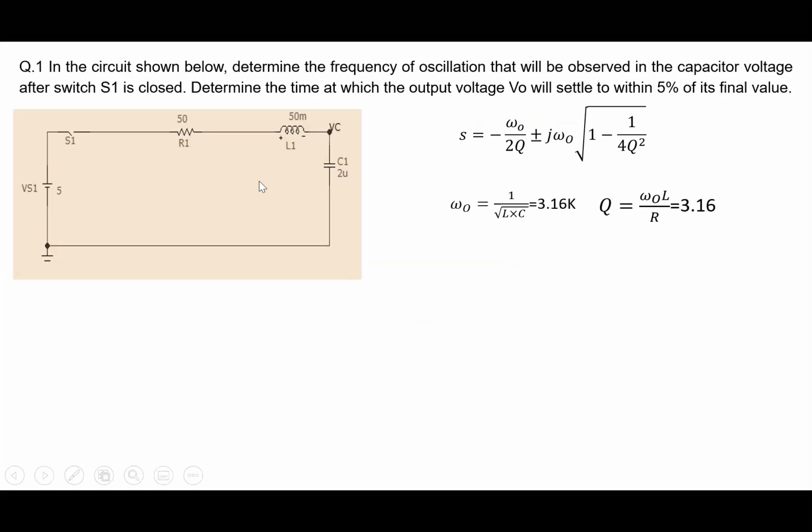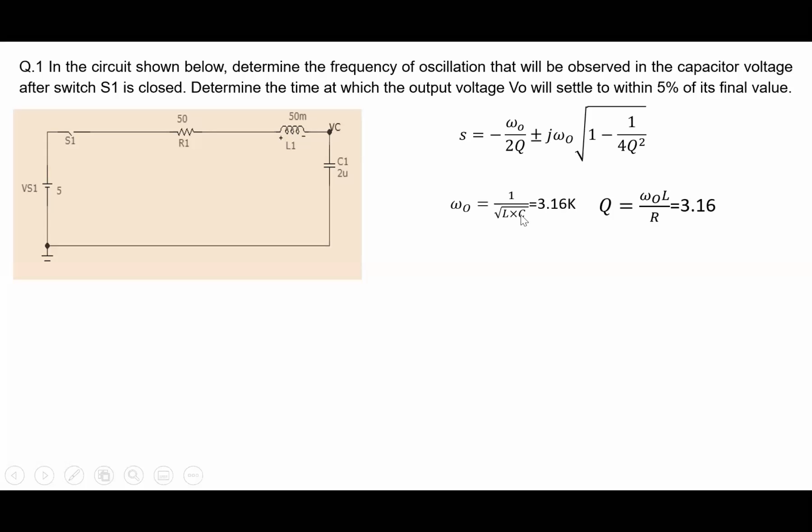So homework 4 solution, question number 1. What you are asked to do is, this is a series LCR circuit, and you're asked to basically determine the time at which the output voltage V0 will settle to within 5% of its final value. So these are basically simple questions, just so that when you answer them, it will help you absorb the concepts that have been discussed in the lecture.